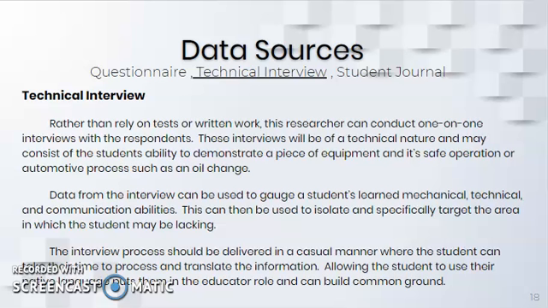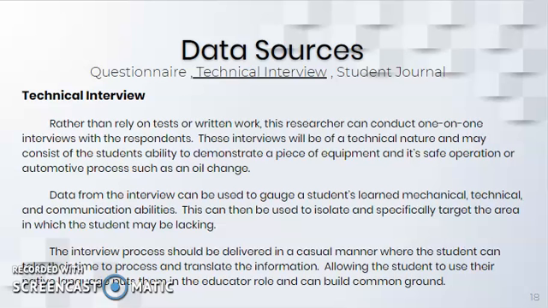So can they physically mount the tire? Can they physically remove the tire? That sort of practical ability, as well as their knowledge. Can they communicate this? So they have to teach me how to use a tire machine as if I've never ever used this thing ever in my life.